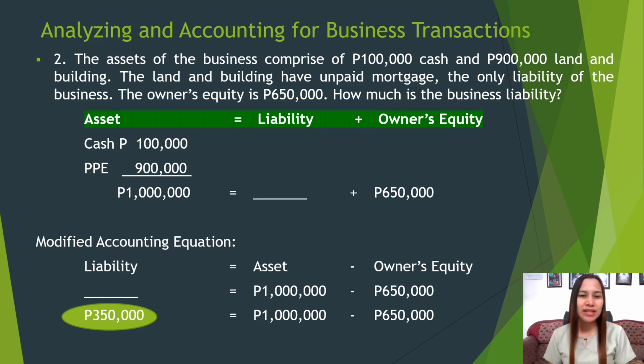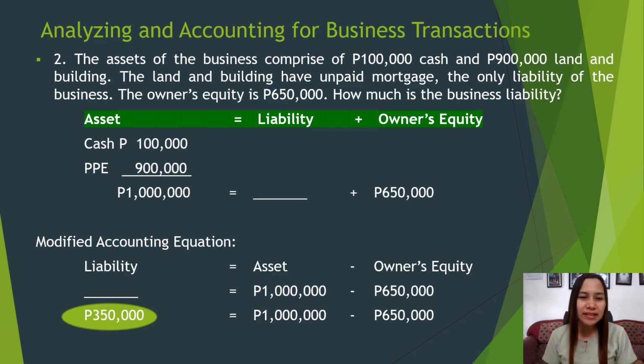Let us suppose the given data. So, for asset, we have cash amounting to 100,000 and then property, plants, and equipment, 900,000, the land and the building. So, the total asset is equal to 1 million pesos. 100,000 plus 900,000. And then, the owner's equity is 650,000.